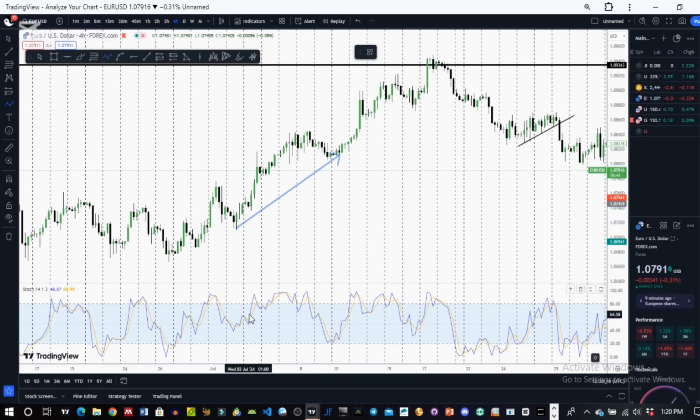Right off the bat, you could also see that the stochastic was showing price moving in the opposite direction. So there is some form of true divergence here for this bullish trend. So for hidden bullish divergence, we look out for some form of true divergence between the movement of price and that of the indicator of choice.